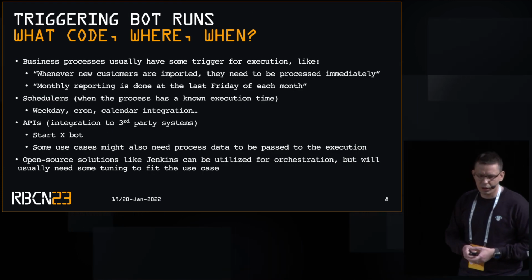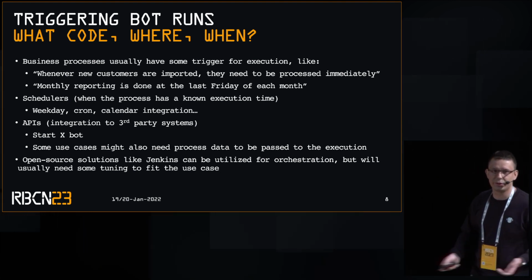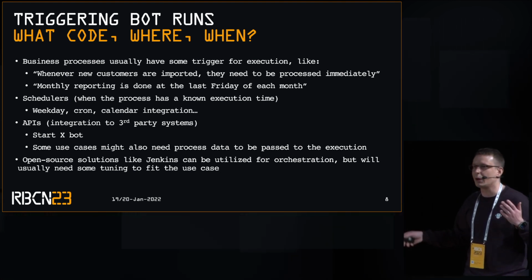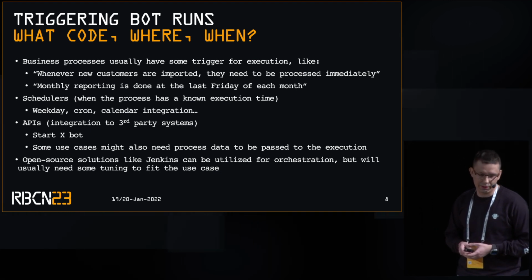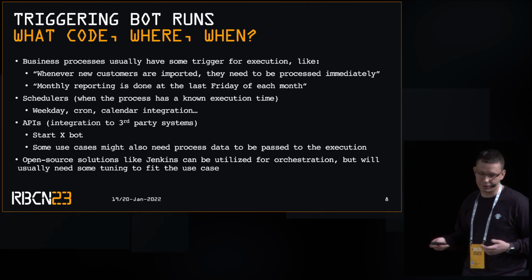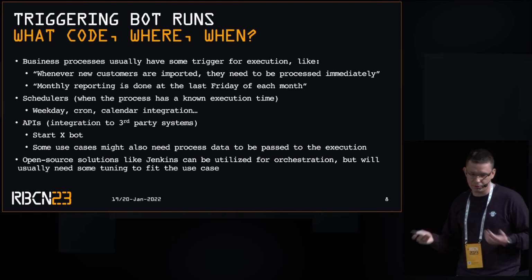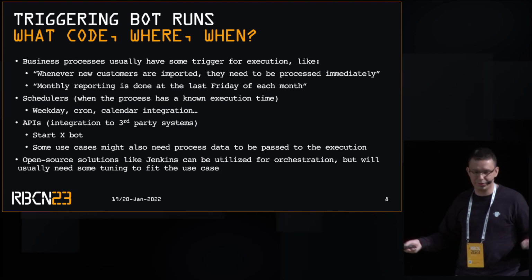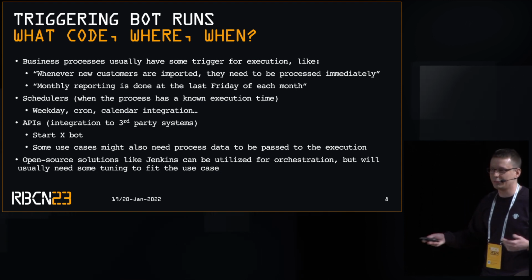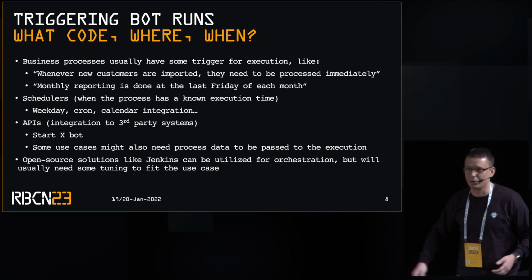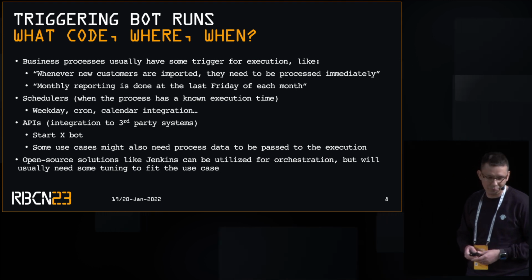So, triggering bot runs. Business processes usually have some triggers for the execution, coming from the business requirements for when they need to be run. Here I have two examples. For example, whenever new customers are imported, they need to be processed immediately. Or monthly reporting is done on the last Friday of each month, so it doesn't make sense to run that robot, for example, every day, or when the repository of that robot gets updated or something like that.